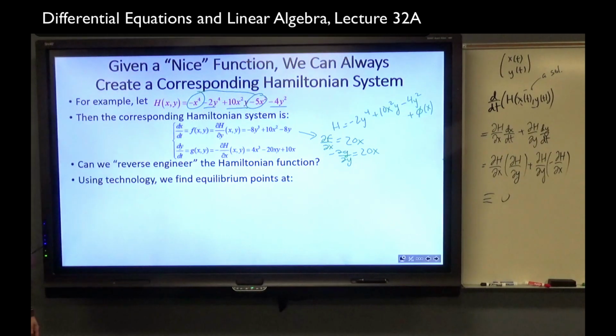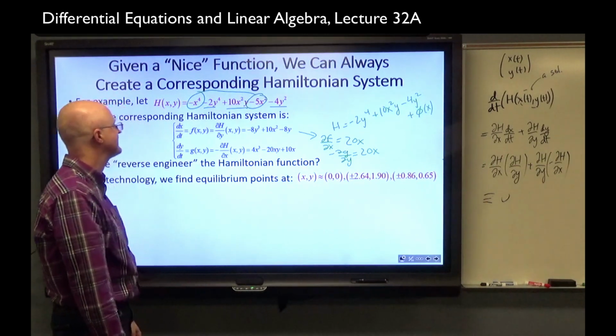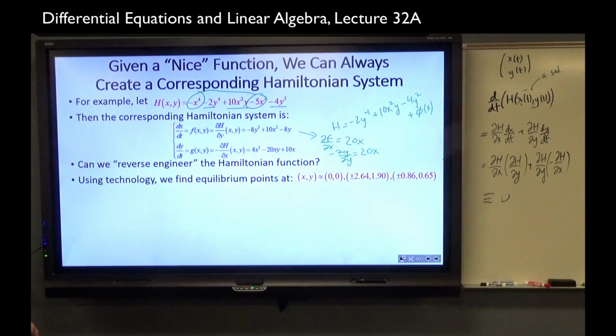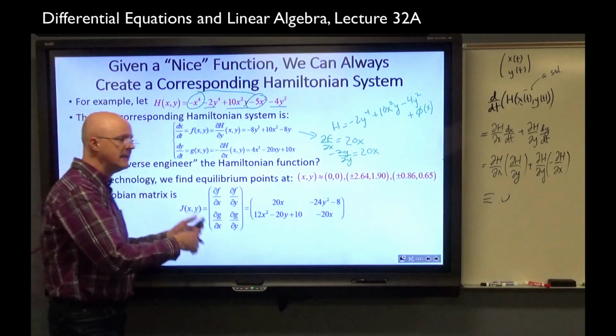Using technology, we can find the equilibrium points to be these 5 points. You could try using your technology to find it. I'll show it to you in Mathematica. What else could we do? We could try using linearization. We could try finding the Jacobian matrix. You can double check it's this. We could try linearizing. But wait a minute.